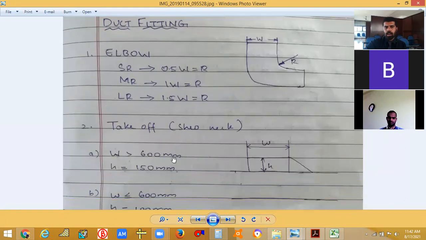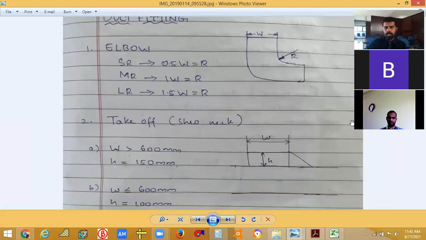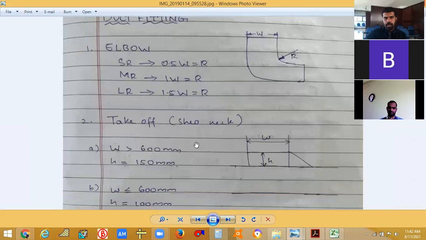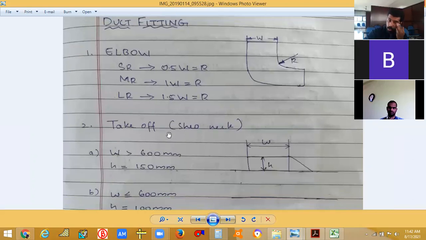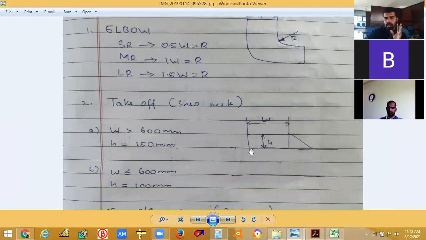The shoe neck, I think we have already seen it, but I will still explain that. We will be calling this a shoe neck or takeoff. You could call it any name. Okay. So this is the duct. This is duct. There are two lines. This is the main duct, this line and this line, and the branch duct is what is attached by a shoe neck. You can see a shoe neck.